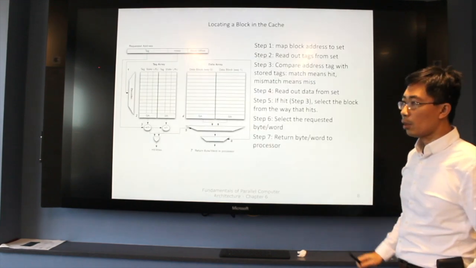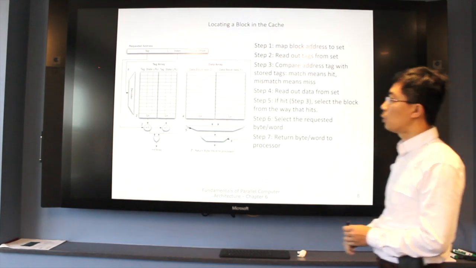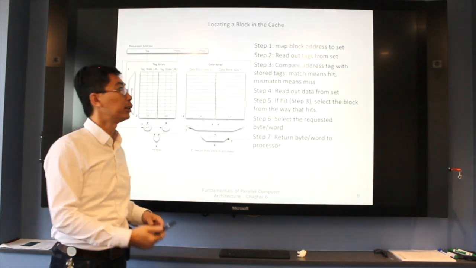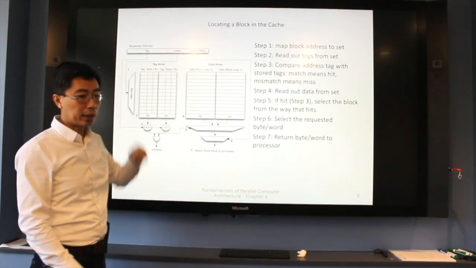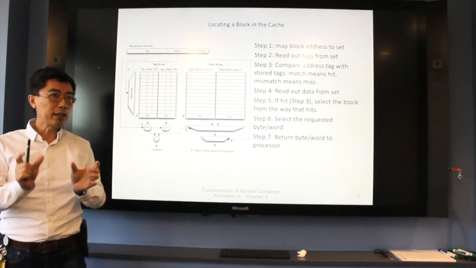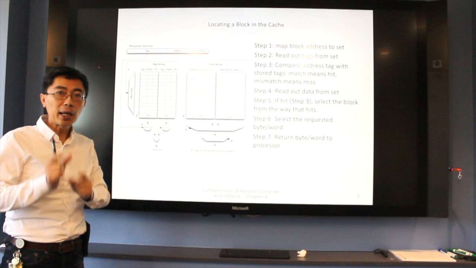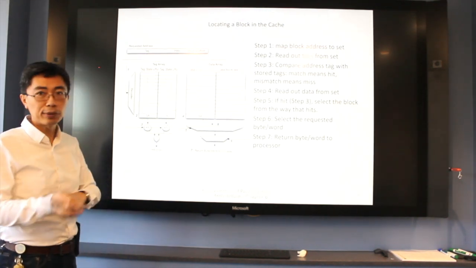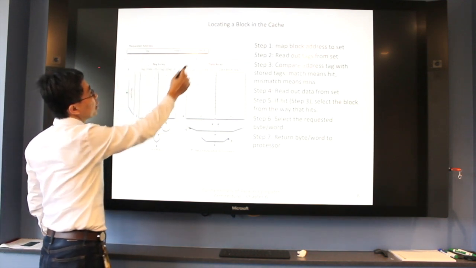All right, now let's look at how a cache works. Suppose in your program you have a load or store instruction to a certain address. This is the requested address right here. It's not that the address has different parts, but we will use different parts of the address when we access the cache in different ways. This is the address given by the processor.